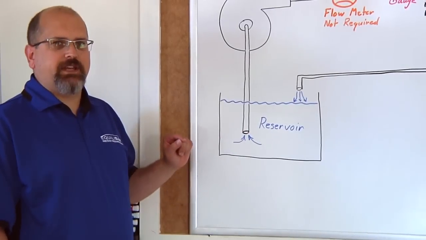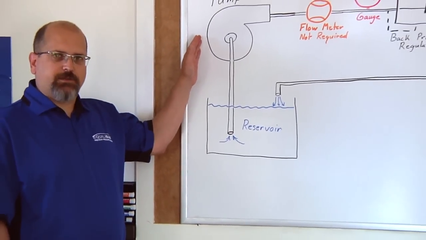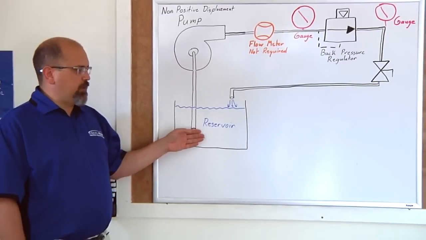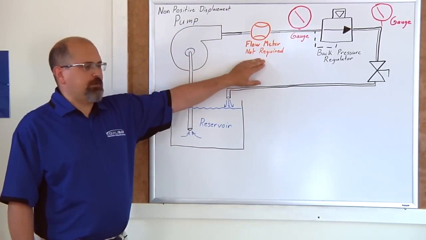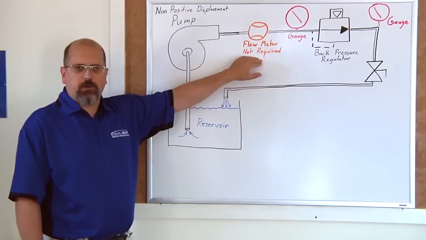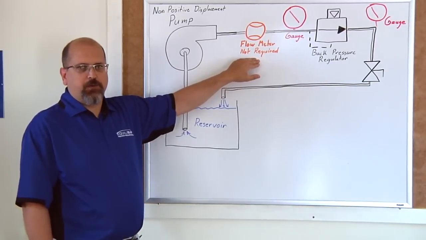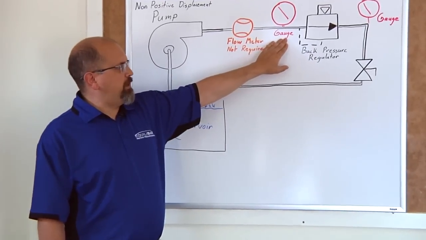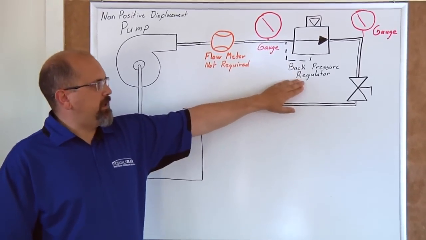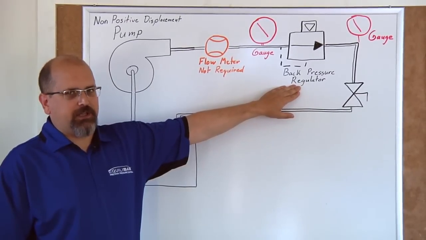What we'll be demonstrating in the lab is a non-positive displacement pump drawing water from a reservoir. The output pressure of the pump will go through a flow meter. Flow meter is not required. It's just there to let us know what the actual flow in the system is. The output pressure of the pump is going to be controlled by this Equilibar precision back pressure regulator.